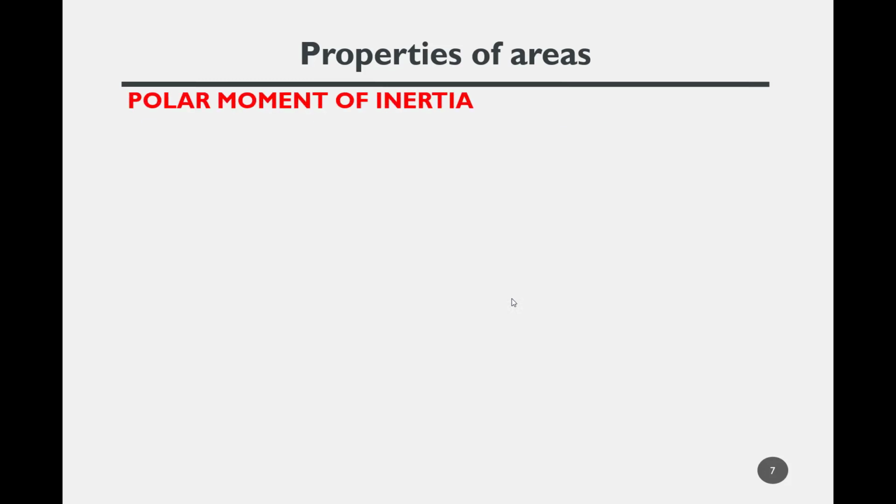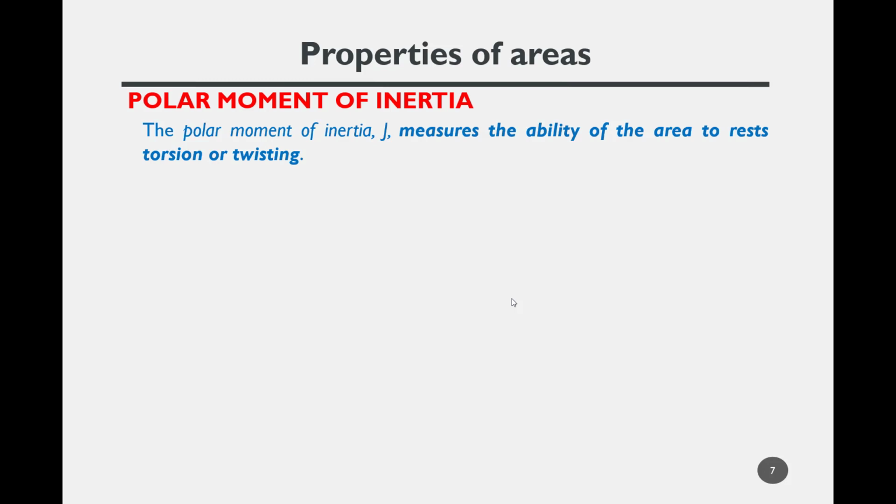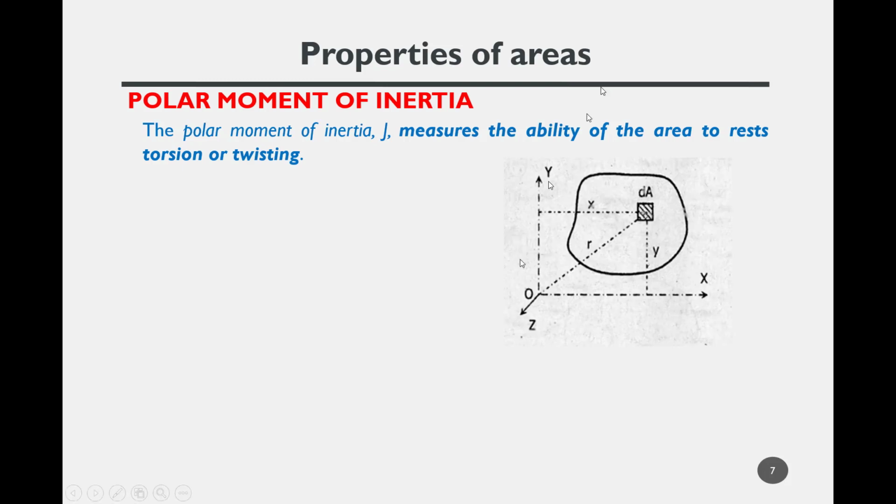For the polar moment of inertia, so the polar moment of inertia, which is J, we use J, measures the ability of the area to resist torsion, or twisting. So makita mo dito, di ba? Yan. We have the X, Y, and Z. So we are going to use the 3 dimensions. So kumbaga 3 dimension area tayo dito. Yung ating 3 dimension. So makikita mo naman dito, di ba? Ayan.